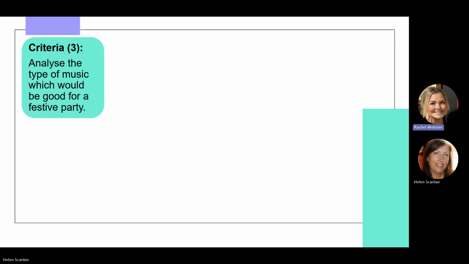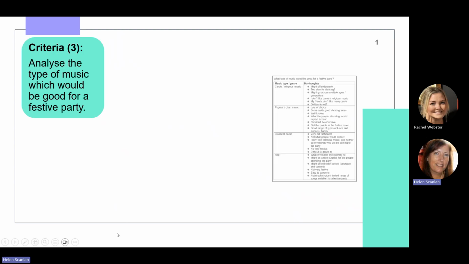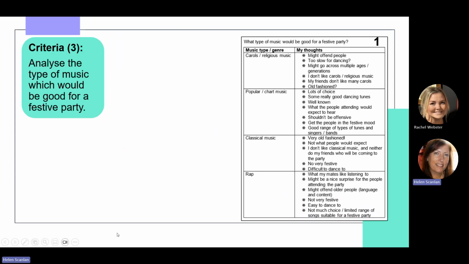Okay, shall we look at number three? Let's have a look at three. So the final festive criteria: analyze the type of music which would be good for a festive party. That's a big word, analyze, isn't it? It certainly is. Shall we start putting the examples up here then? Right. So someone's notes, they've got a table there, so it's quite nicely presented. The different types of music and genres with some thoughts.